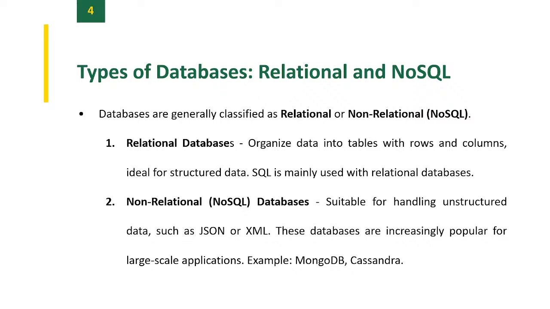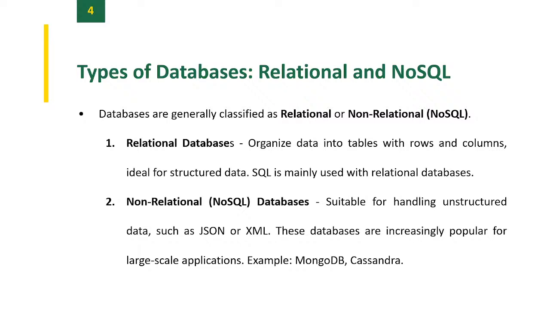The first one is relational databases. Relational databases organize data into tables with rows and columns. They are ideal for structured data. When you have data in a structured format, that is, a table with rows and columns, the data have a relation. They are organized data sets, so that you won't have much difficulty working with them.